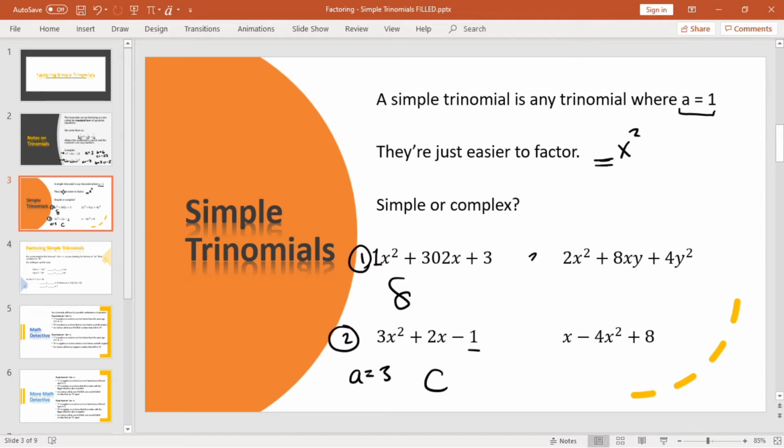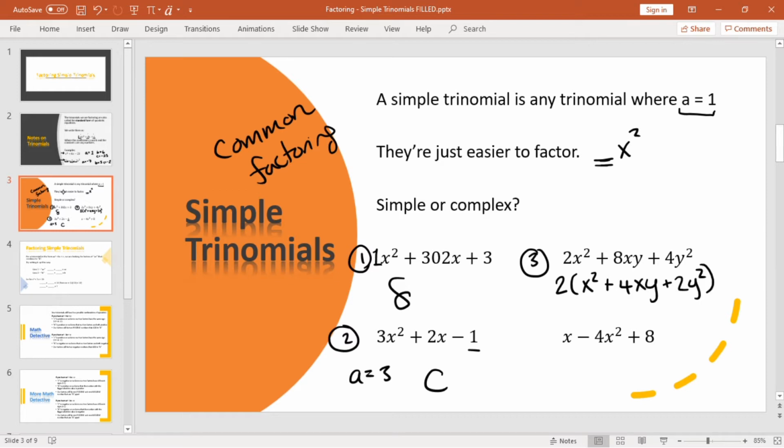Looking at number 3, simple or complex? Now be careful, because remember, common factoring. This is where you really want to be using your common factoring. It looks like a complex trinomial, but I can divide 2 out of all the terms. And it has some y squareds as well. That's fine. We're looking at these x terms. And in this one, once we factor out that 2, we see that we have an a that is equal to 1. So this is actually simple.